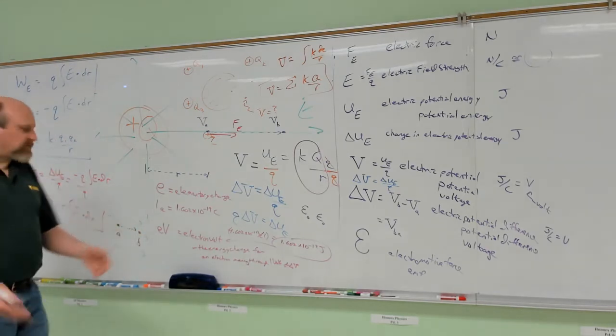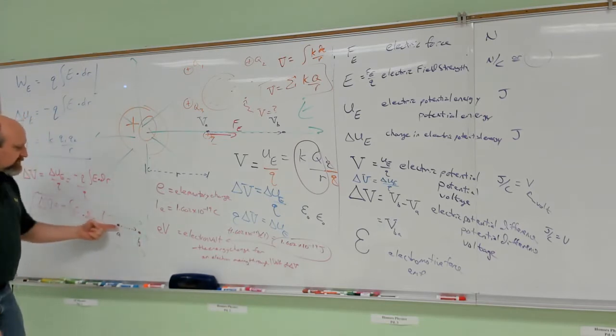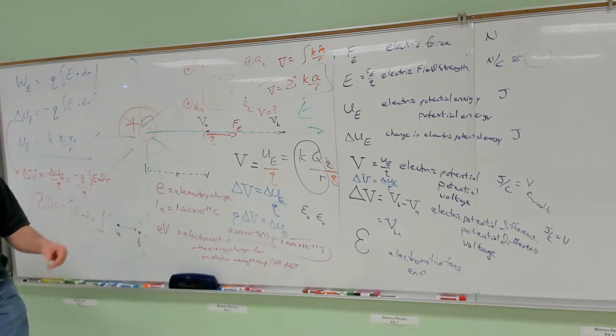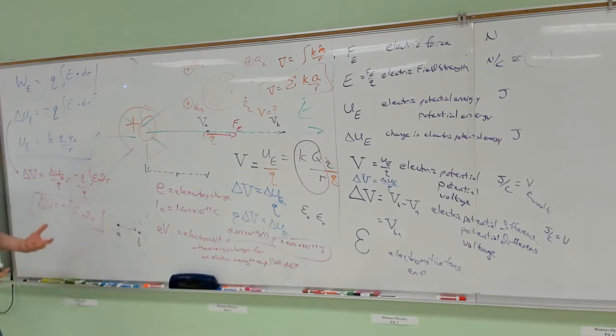Because again, V is a property of the location. It doesn't matter what charge you push around. Going with the field lines, you're going to lower potential, to positions with lower V value. So it's kind of cool that it works that way for any charge. The Q doesn't even need to be in the equation, the charge you're pushing around, to find the delta V.